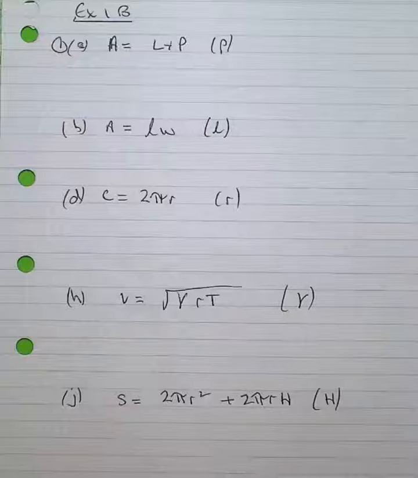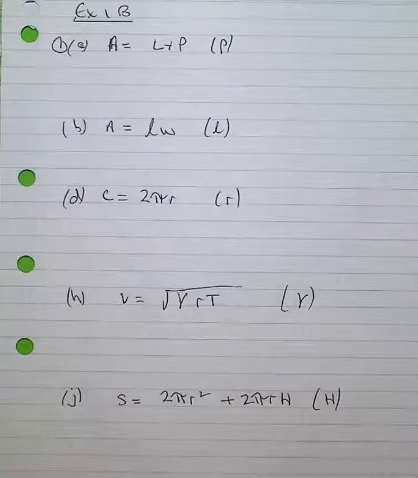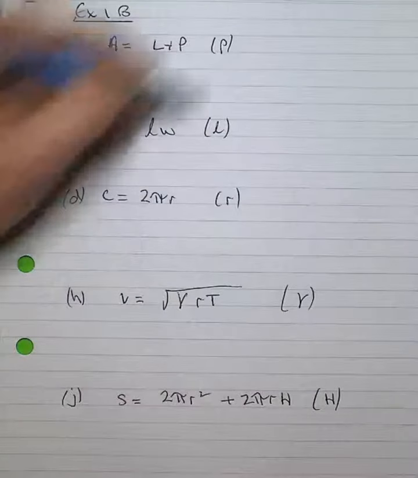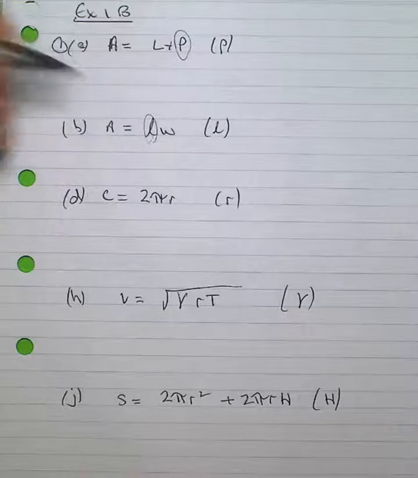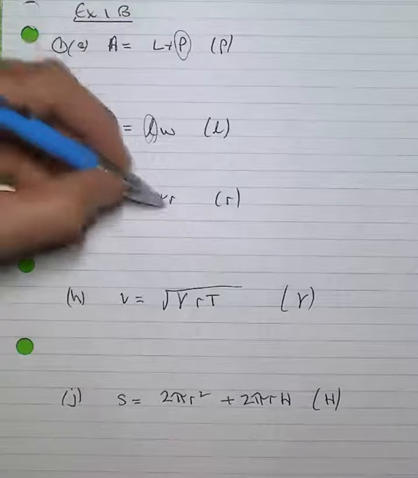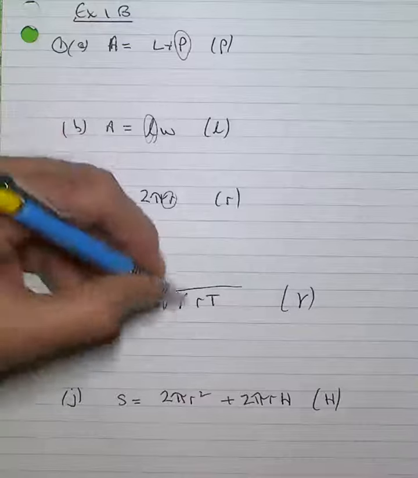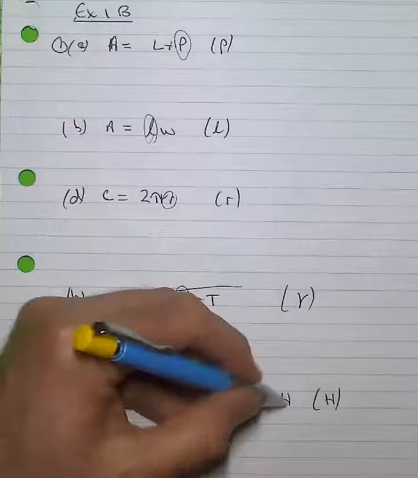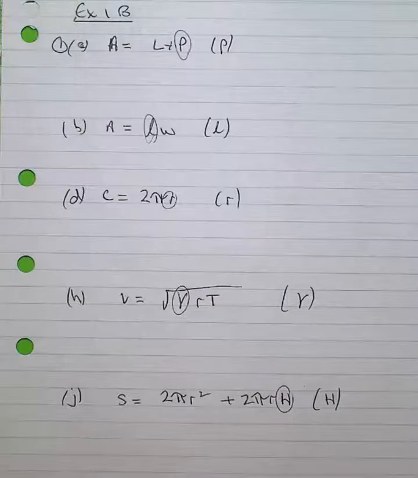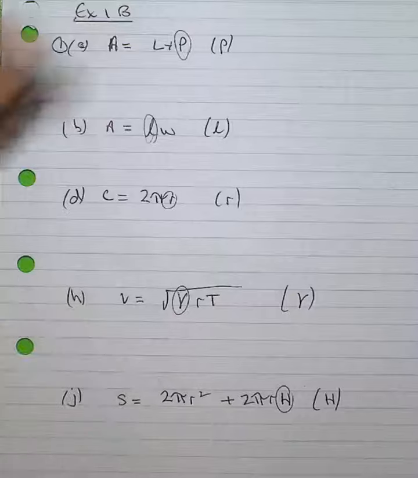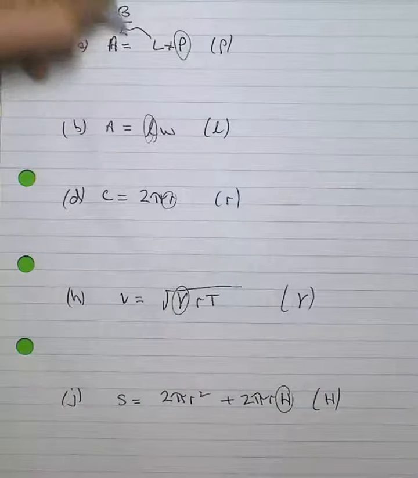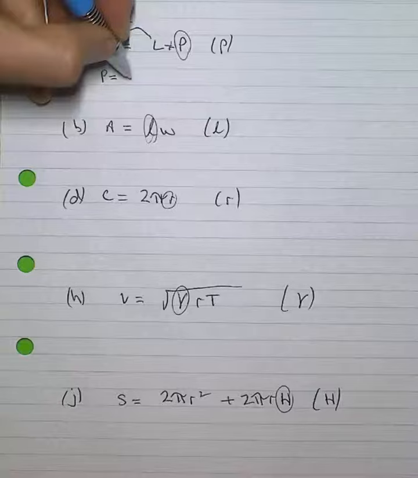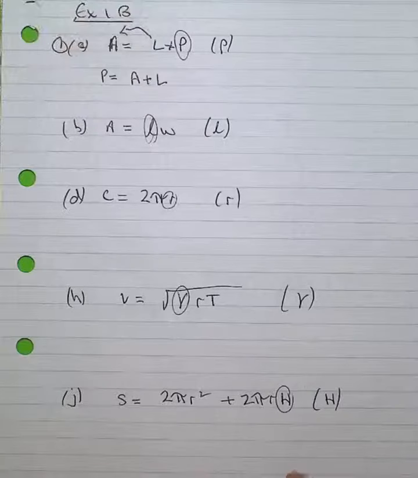In exercise 1b, you're asked to transpose to find the subject given in the brackets. So the first instance is P, B it will be L, D it will be R, in the case of H it'll be gamma, and in J it'll be capital H. Now in the first instance, where it's simply a case of transposing, that will give me P is equal to A plus L.